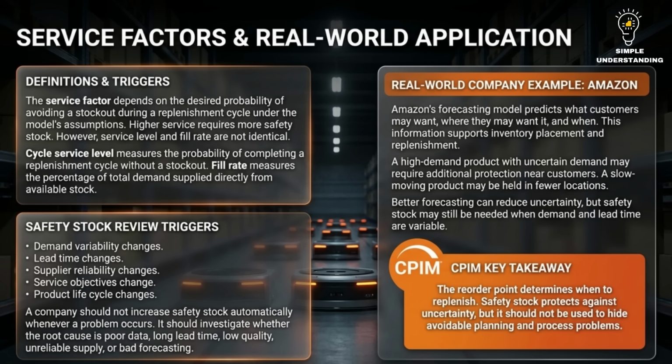A high-demand product with uncertain demand may require additional protection near customers. A slow-moving product may be held in fewer locations. Better forecasting can reduce uncertainty, but safety stock may still be needed when demand and lead time are variable. CPIM key takeaway: the reorder point determines when to replenish. Safety stock protects against uncertainty, but it should not be used to hide avoidable planning and process problems.